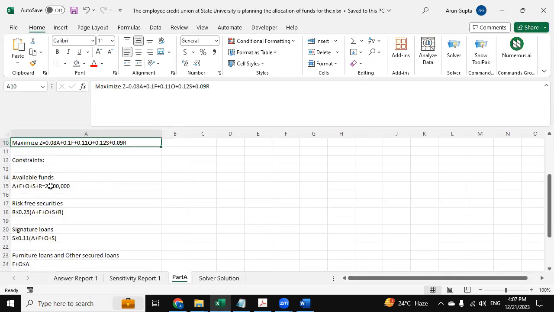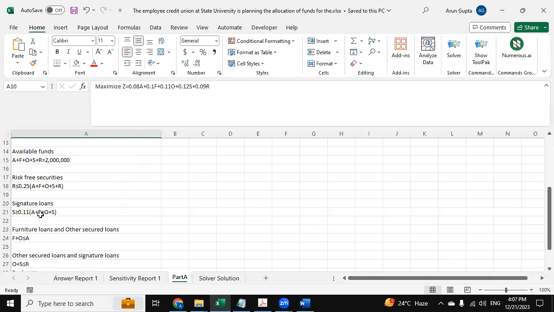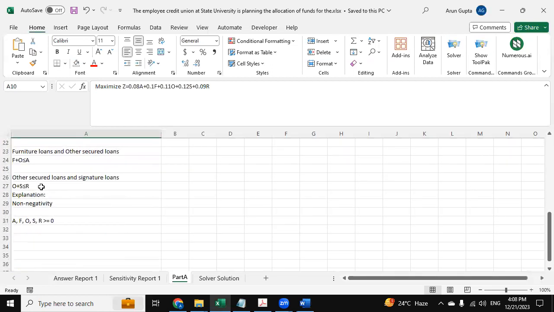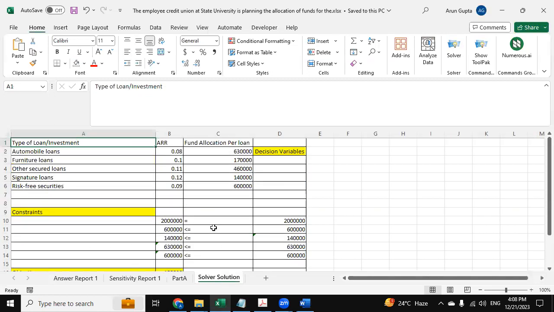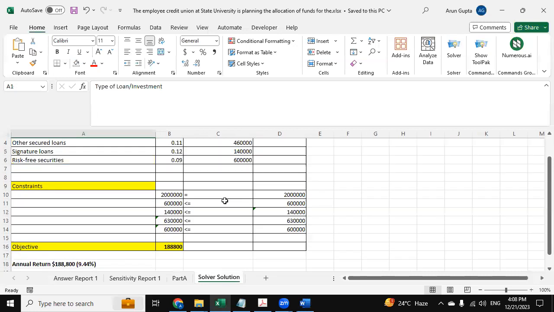And we have the constants, that is available funds, then risk-free securities, then signature loans, then furniture loans and other secured loans. And this one is the other secured loans and signature loans. Now, this is the solver part, and this one is the decision variables. This will be automatically provided through the Excel Solver. These all are automatically derived from the Excel Solver, and these are the constants. As mentioned in the question, we have taken that in these solver conditions, and we have used Excel formulas over here to get our solution.